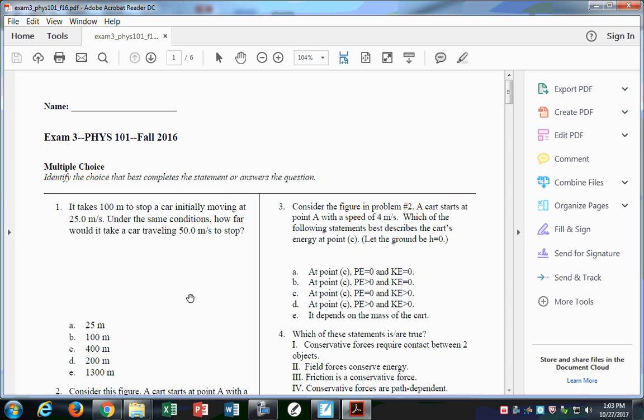You also need to know about conservative and non-conservative forces. Conservative forces do what? They conserve energy, and non-conservative forces do not conserve energy. Non-conservative forces lose energy. You can think of conserve as sort of the opposite of losing. Conserve means that it doesn't lose any at all.